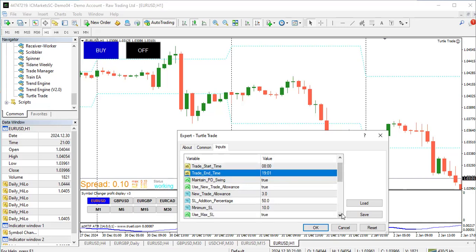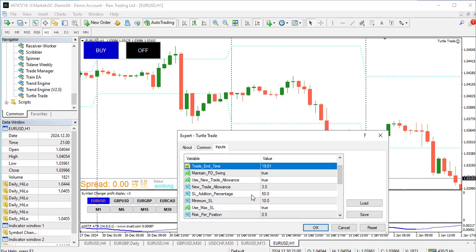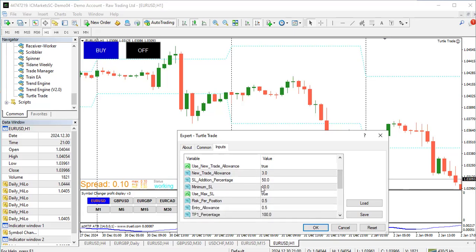Then the SL addition percentage. It's going to check from the close of this candle. Remember, your entries are the close of this candle. So it's going to check from this place to the top what the number of pips is, and then it's going to add 50% of this block. So 50% of that distance from the close to the high, and add it as your SL. After it's done calculating that particular SL, it's going to compare it to the minimum SL.